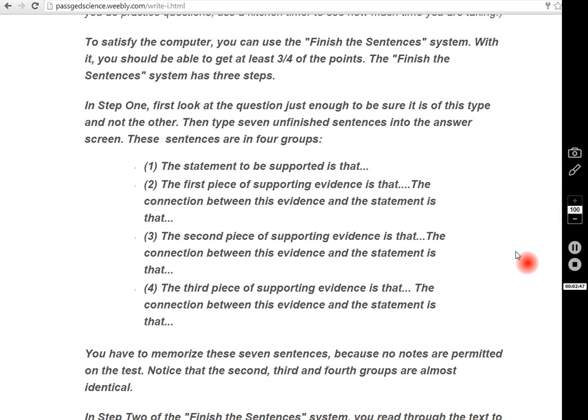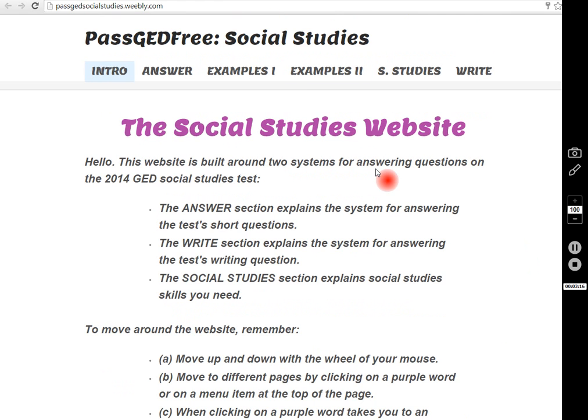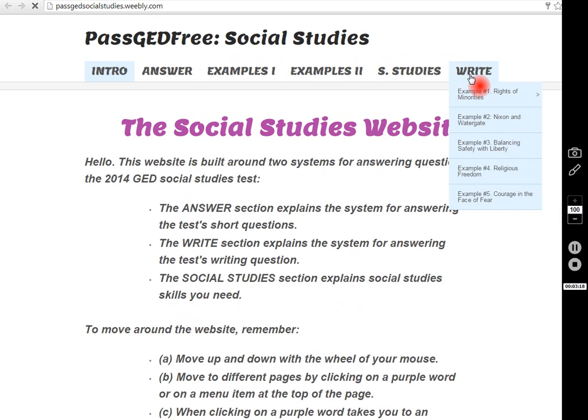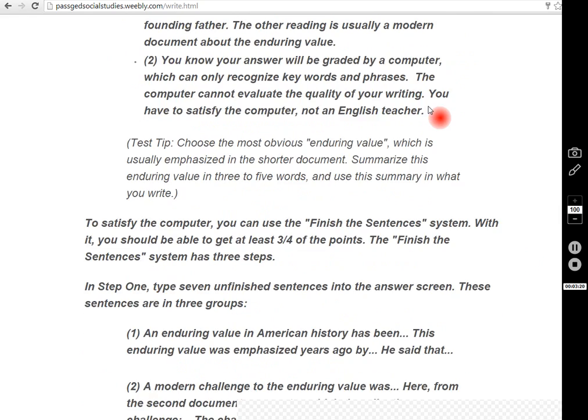You have to memorize these unfinished sentences because no notes are permitted on the test, but using these particular unfinished sentences, there are actually 7 here in 4 groups, will ensure first that you will answer the right question, second that your response will be well organized, and third that you will include enough keywords and phrases to satisfy the computer.